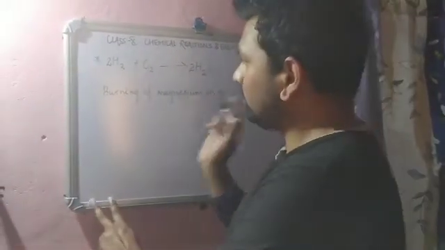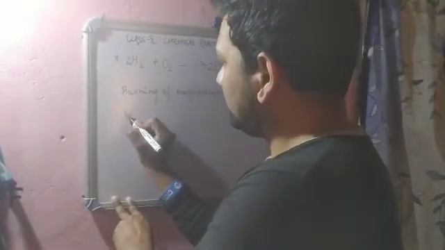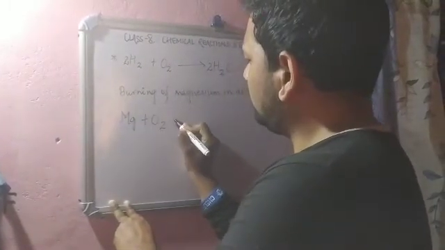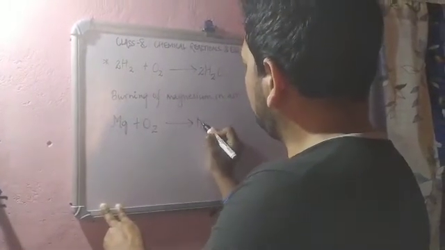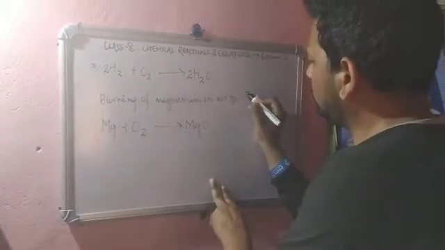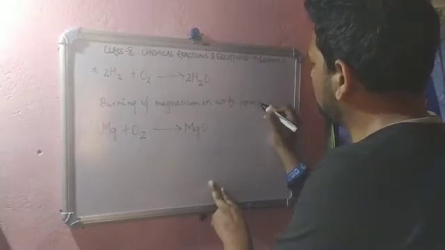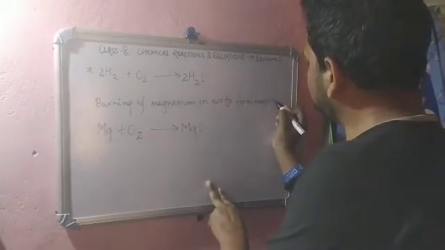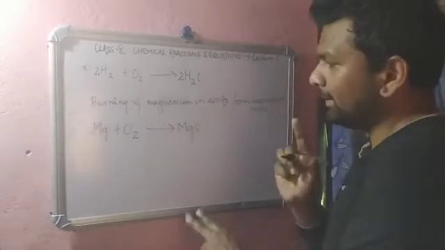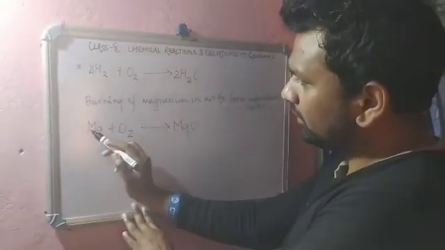Okay. So burning of magnesium in air: magnesium, Mg, air means oxygen. It will give you, what will it give? Magnesium oxide. So let me write, to form magnesium oxide.